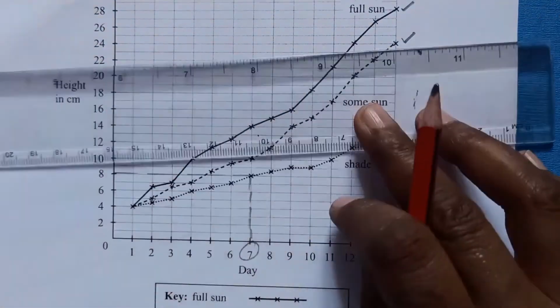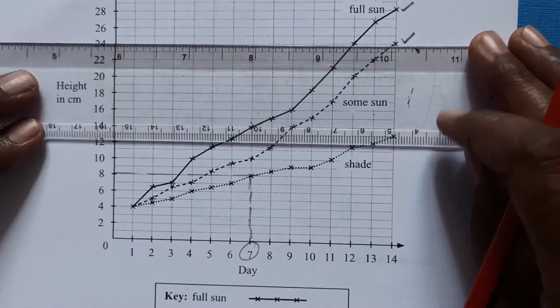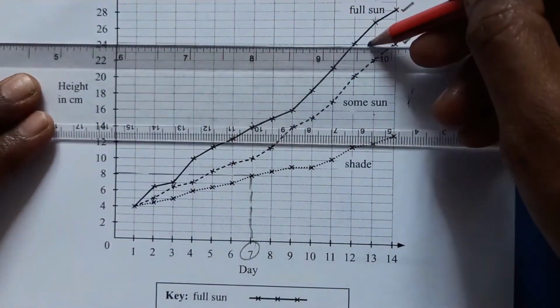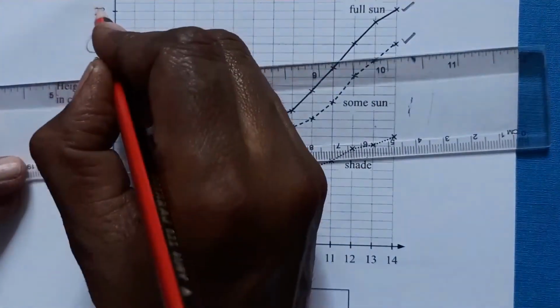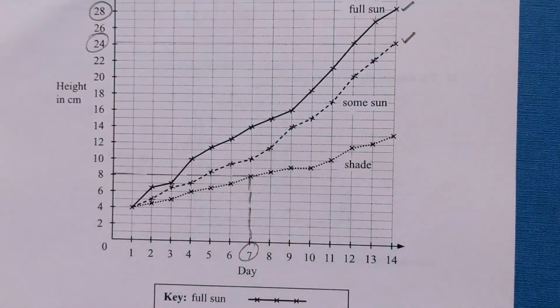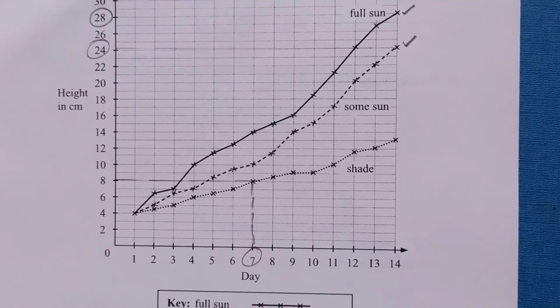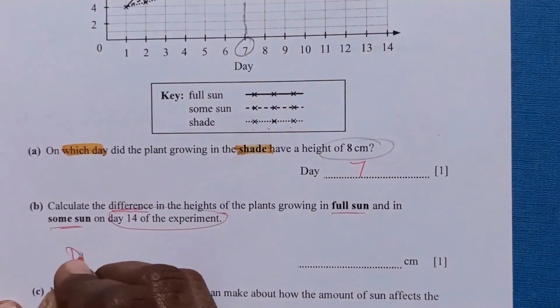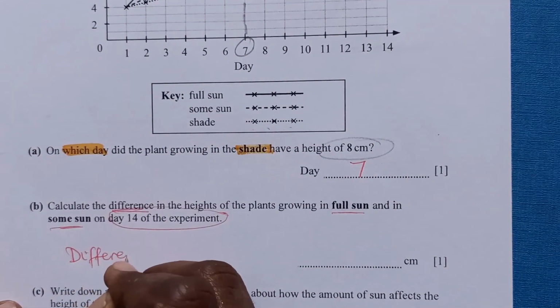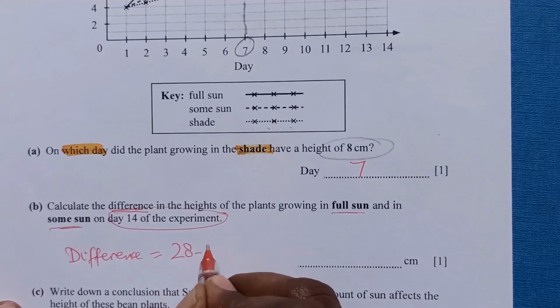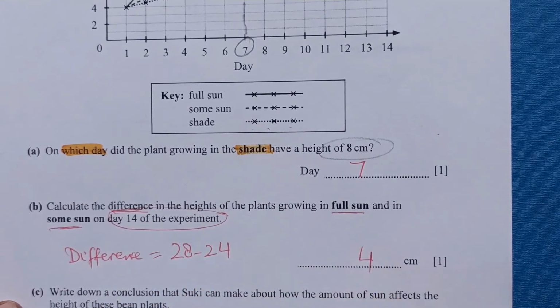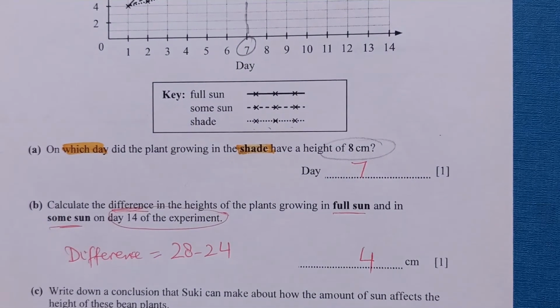So what exactly is that? Let's see. This side, it is 24 here, and full sun is 28. But we are looking for the difference. So the difference will be 28 minus 24, which is 4 centimeters, right?